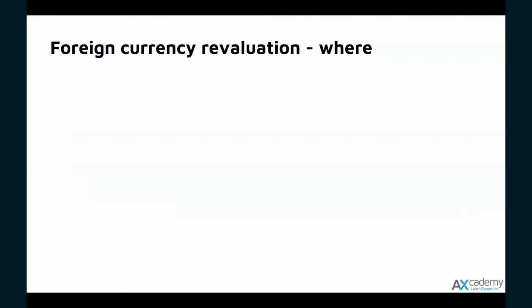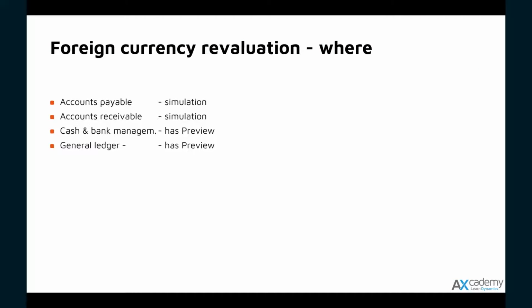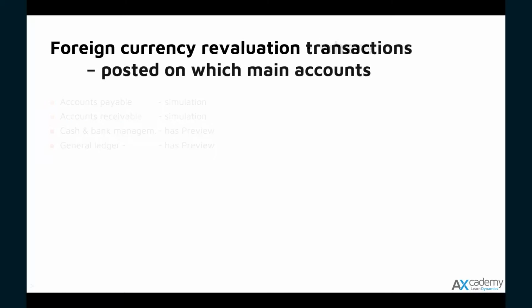But just a quick recap of the foreign currency revaluation, where we can do it: accounts payable, accounts receivable, cash and bank management, and the general ledgers. Some with a preview, so you can post it if you're okay with it. Some with the simulation, unfortunately, you have to run again once you want to post. Now we'll get these transactions, being the ones we do from a revaluation, we'll do the unrealized transactions, or when we do the settlement, we get the realized transactions. We direct to for each of those 4 transaction types: unrealized gain or loss, or realized gain or loss.